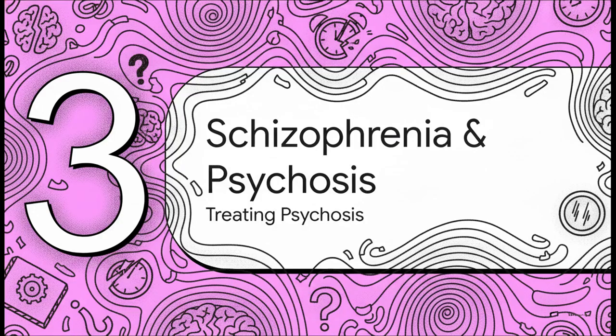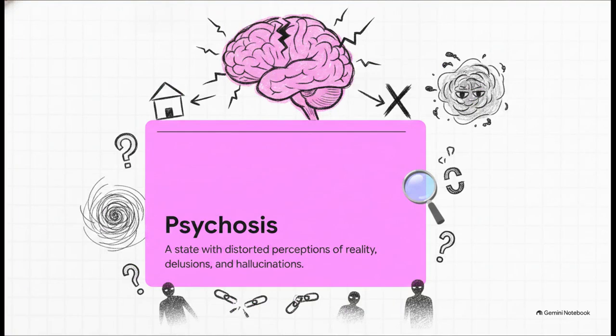Okay, Section 3. Schizophrenia and psychosis treatments. We're looking at how to treat a distorted reality. First off, we need to clearly define psychosis. It's a state where a person has profoundly distorted perceptions of reality. They're frequently experiencing delusions, so false beliefs, hallucinations, and highly disorganized speech. Grasping this is key because it highlights the massive gap between the patient's terrifying internal experience and external reality. To them, the hallucinations aren't a symptom. They are entirely 100% real.